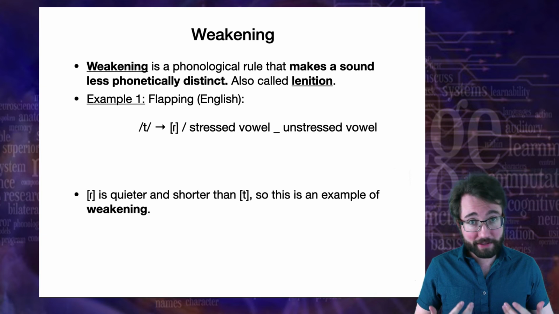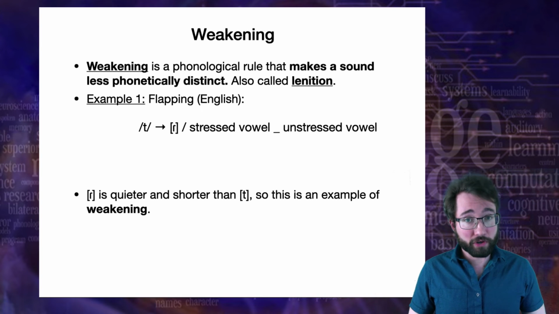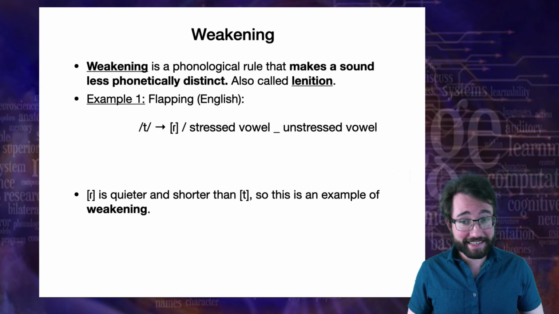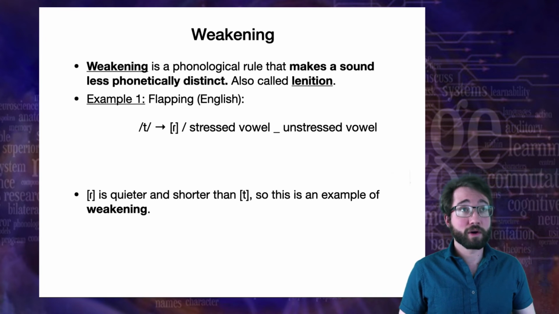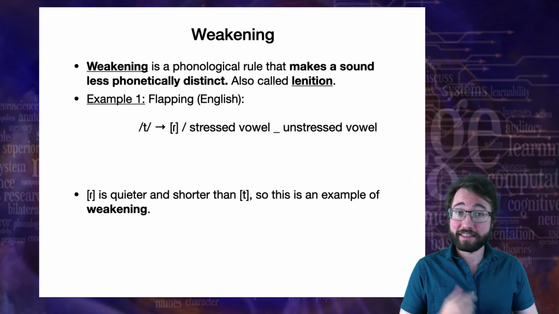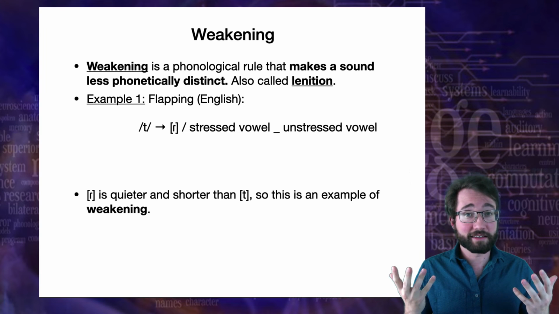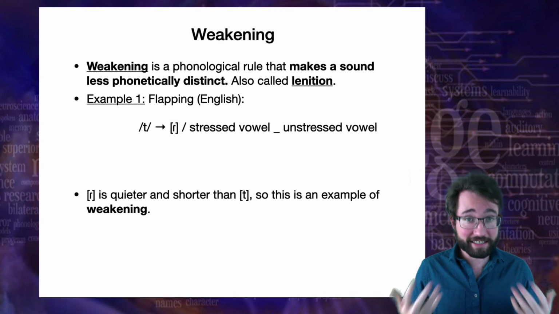This flap, in a word like bottle or water, is quieter and shorter than an actual phonetic T. So this is an example of weakening. This is a case where the weaker sound is less phonetically distinct, but it's easier to say. It takes less effort, it takes less energy to make the flap sound as opposed to the sound t.